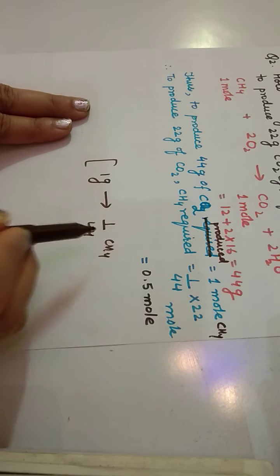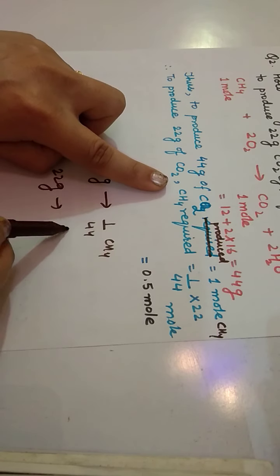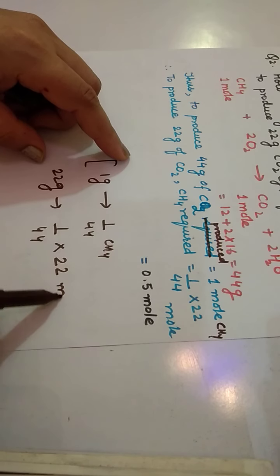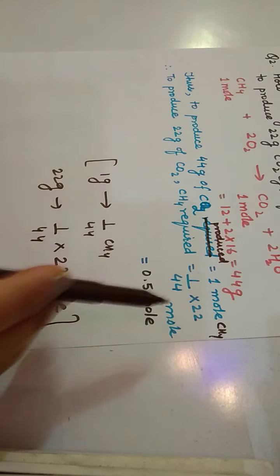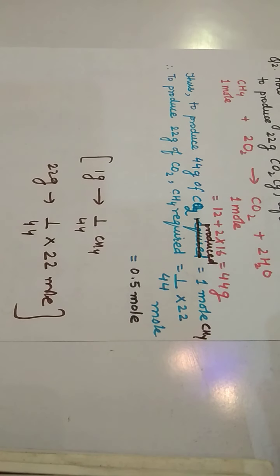1 upon 44, unitary method. So 22 gram of CO2 will be produced by how many moles of methane? Into 22 moles of methane. So here it came out to be 1 upon 44 into 22, that is 0.5 moles.